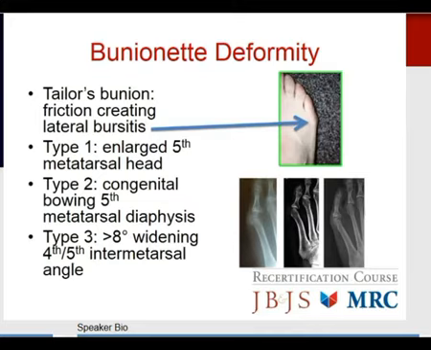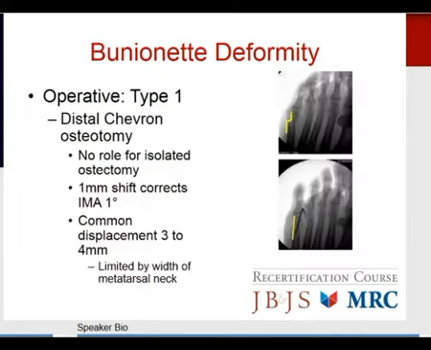There are three types of bunionette deformities as well. There is a type 1 deformity where there's simply an enlarged metatarsal head without much of a change in width between the fourth and fifth metatarsals. There is a type 2, which is a congenital bowing of the shaft itself, again creating more widening between the fourth and fifth metatarsal heads, and a type 3, which is more traditional like the bunion deformities we talked about before, where there's a true widening between the fourth and fifth metatarsal shafts themselves.